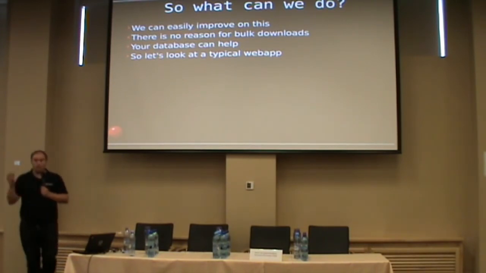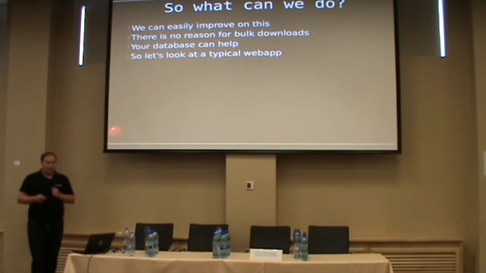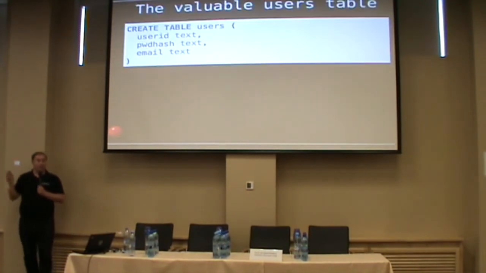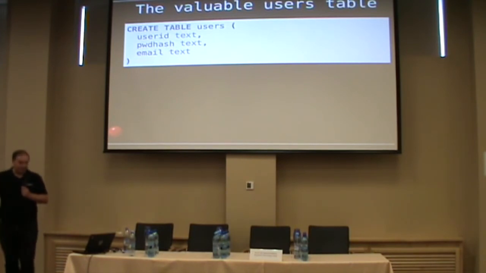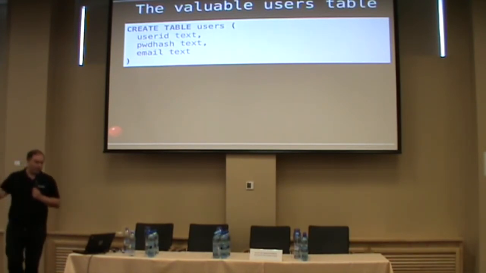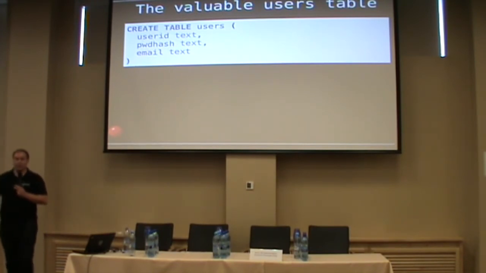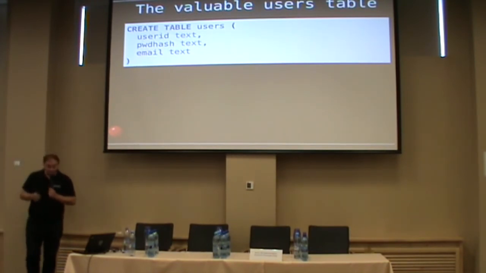So again, let's take a look at this typical web app that does something. You have a valuable table called users. Yes, it's going to be more than one table. It's going to be a bit more advanced. You might even have a unique index on username. For simplicity's sake, we have a user table with user ID, password hash, and email. We're smart enough to use password hashing because we've left the 90s.